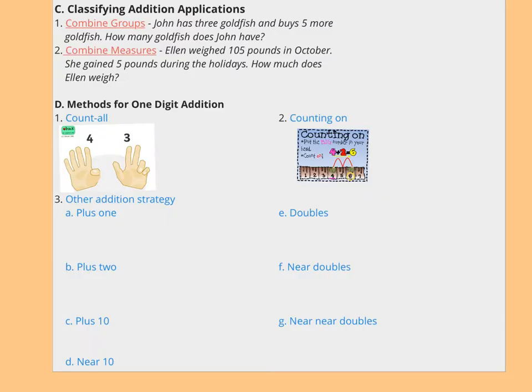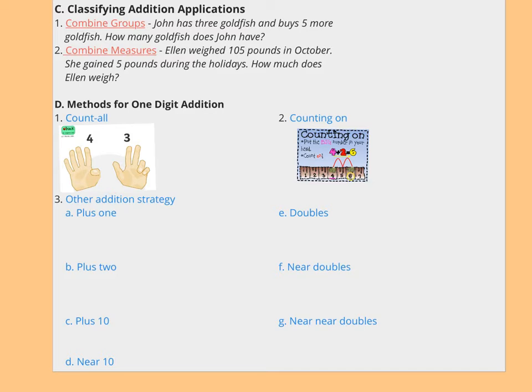It's important when we're teaching our students application problems, or practicing application addition problems, that we show them a variety of different forms. With addition, there's just two forms. We have combining groups and we have combining measures. With combining groups, we're just looking at groups of items.